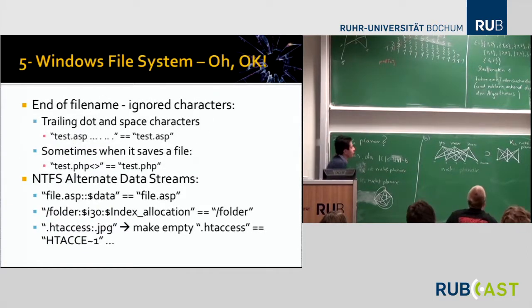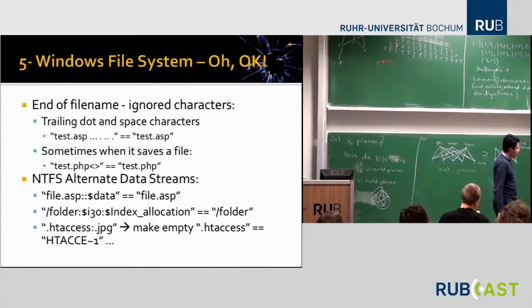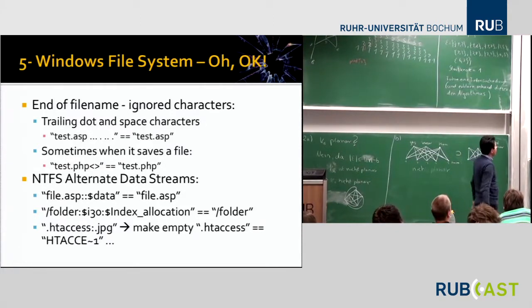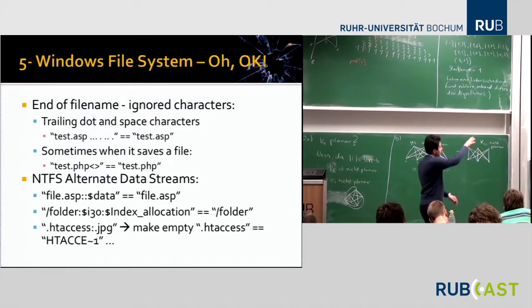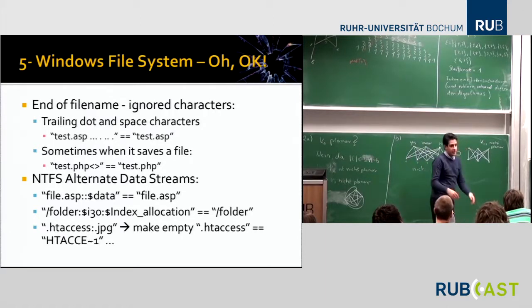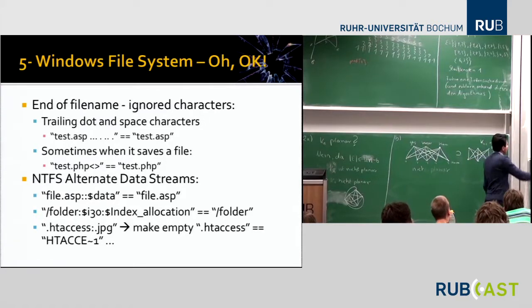Okay, Windows file system. Good. Trailing dots and spaces after names. You can really try it. You can upload a file and put those things at the end of it. So the file uploader may think, okay, it doesn't have any extension anymore, and when it saves it on the system, it becomes like test.asp.